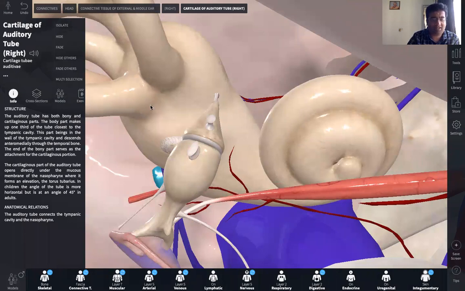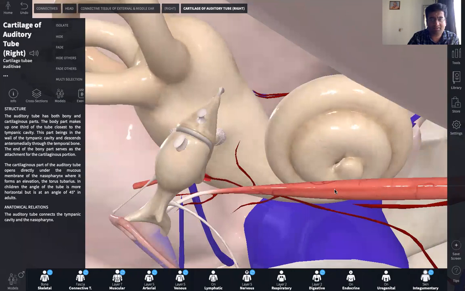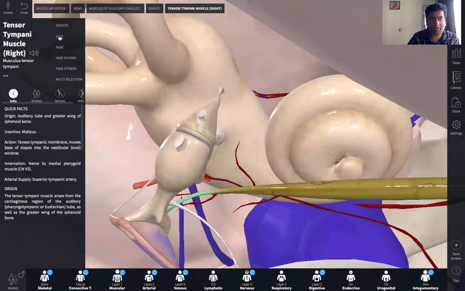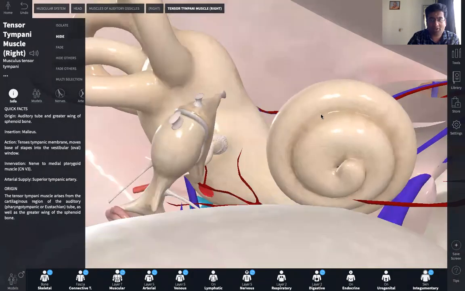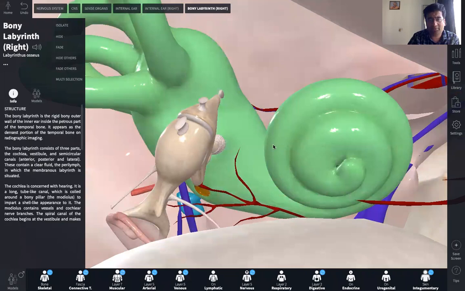Now this labyrinth consists of 2 parts. One is the cochlea, the spiral-shaped structure that you can see here. Okay, so if I just hide this muscle here, you will be able to see the cochlea more clearly. Yes. So the spiral snail-shaped structure that you see here is the cochlea. So this entire is the human ear.